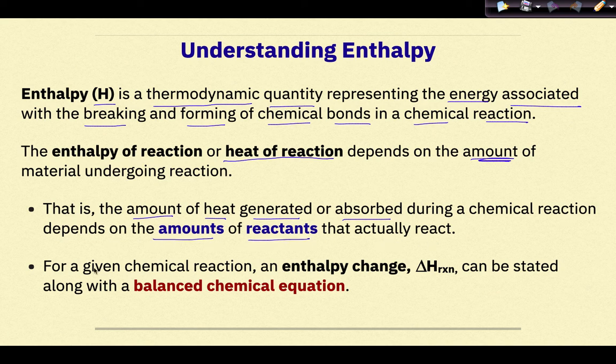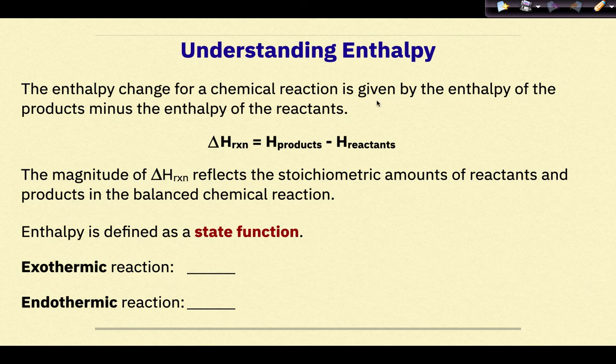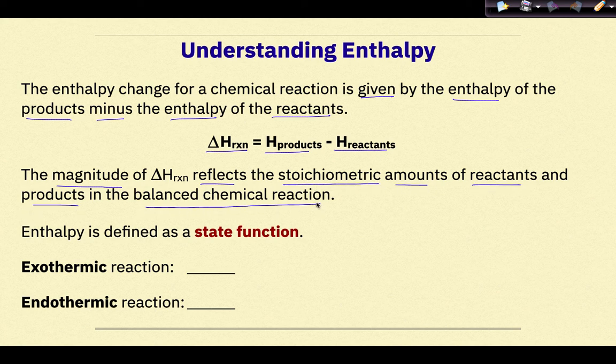actually react. For a given chemical reaction, an enthalpy change, delta H of reaction, can be stated along with a balanced chemical equation. The enthalpy change for a chemical reaction is given by the enthalpy of the products minus the enthalpy of the reactants. So delta H reaction is equal to enthalpy of the products minus enthalpy of the reactants. The magnitude of delta H reaction reflects the stoichiometric amounts of reactants and products in the balanced chemical equation.